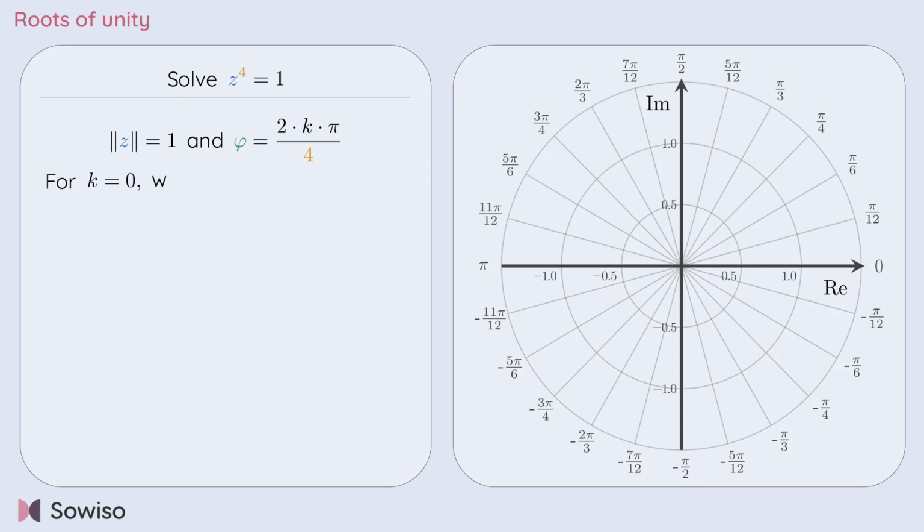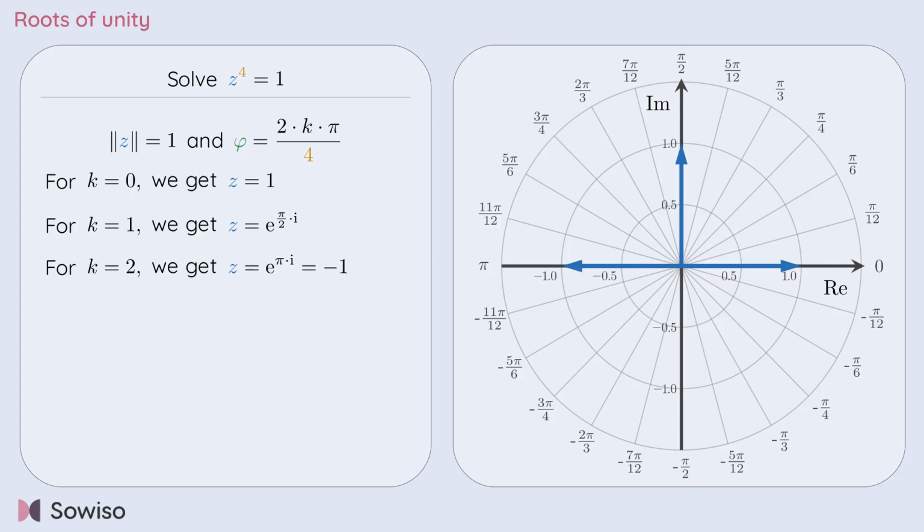For k equals 0, we get z equals 1. For k equals 1, we get z equals e to the power of πi/2. For k equals 2, we get z equals e to the power of πi, which is minus 1. For k equals 3, we get z equals e to the power of 6πi/4.